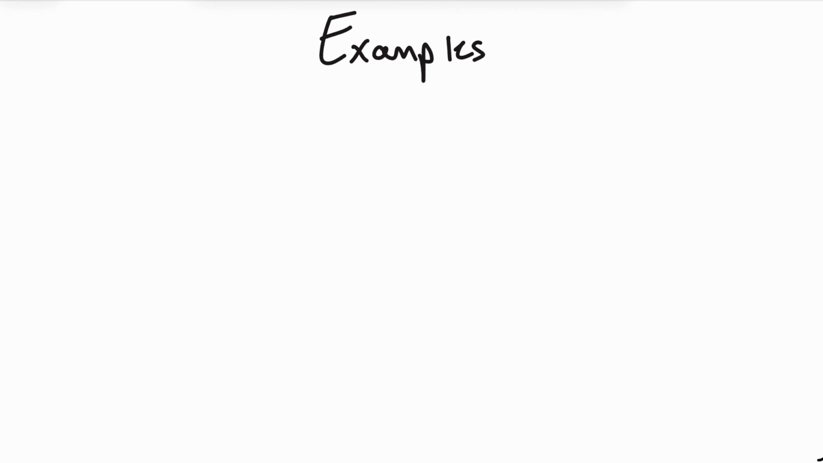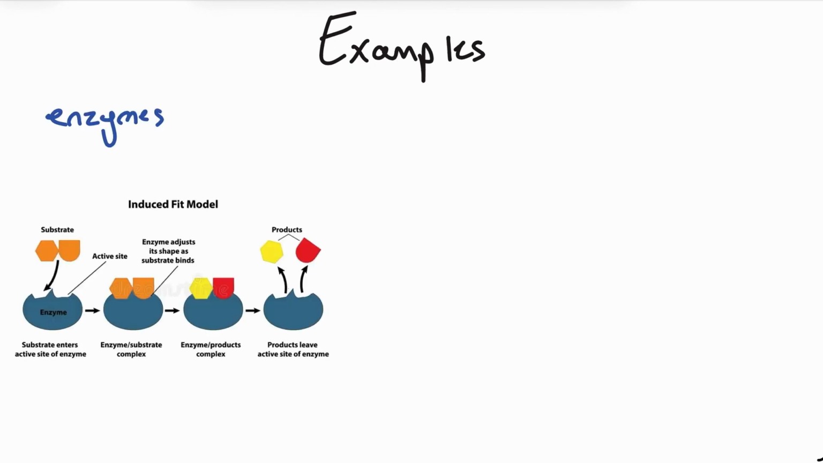Now, there are theoretically an infinite amount of catalysts, and they take many different forms. For instance, you may remember from biology that enzymes are catalysts. What an enzyme does is it provides an alternative reaction pathway with a lower activation energy, which, as we covered in the last video, the lower the activation energy, the faster the reaction.